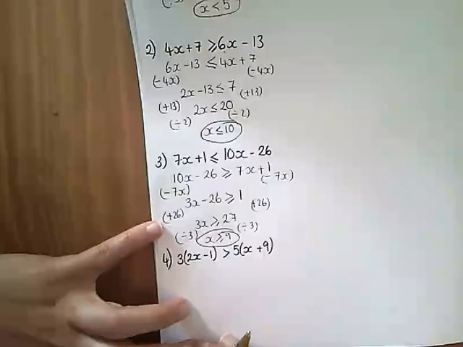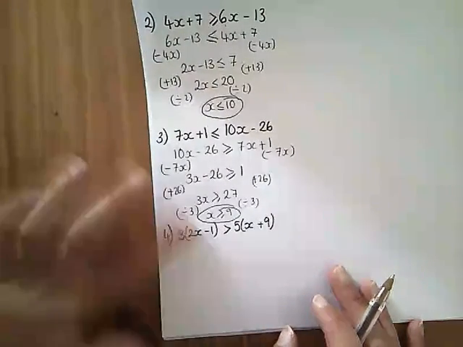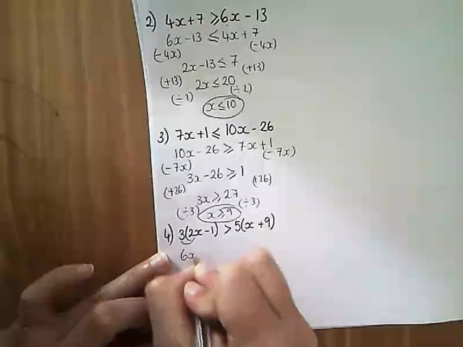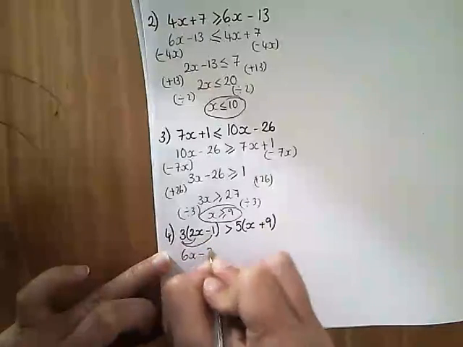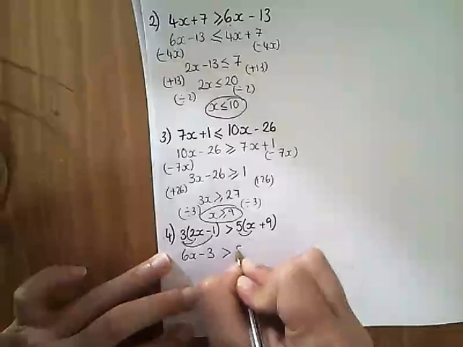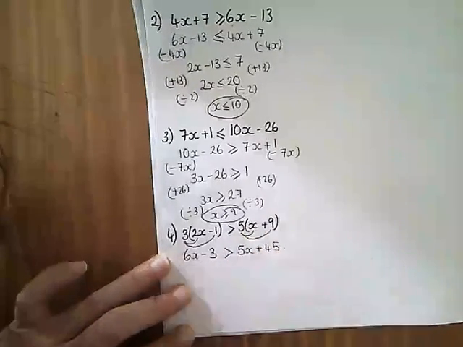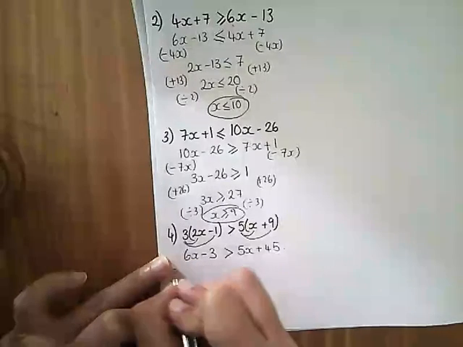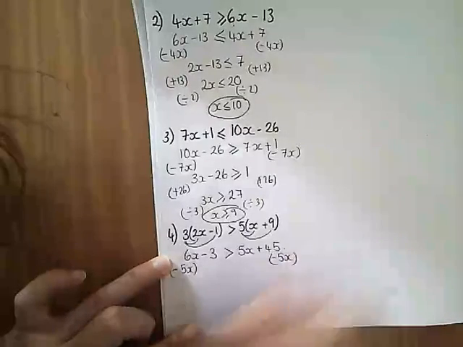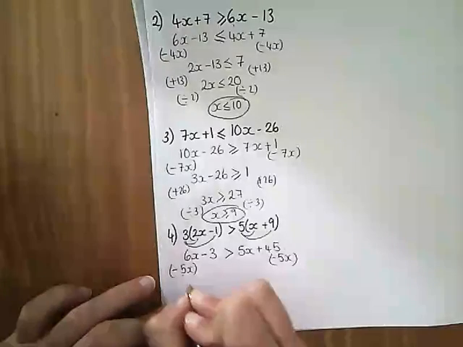Okay? And this last one is exactly the same. You just need to do this extra step of expanding the brackets first. Okay, so 3 times 2x is 6x, 3 times minus 1 is minus 3. Keep the inequality sign, expand this bracket, 5 times x is 5x, 5 times 9 is 45. Okay, biggest x on the left, subtract your smallest amount of x, sorry. So we're going to take away 5x from both sides. 6x take away 5x is 1x. Of course, remember we wouldn't write 1x, we just write x.